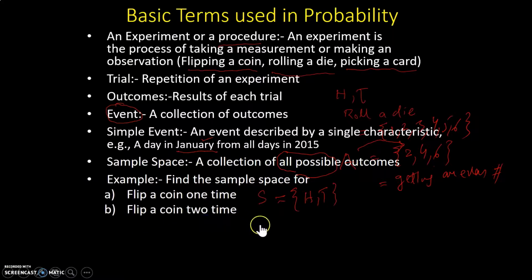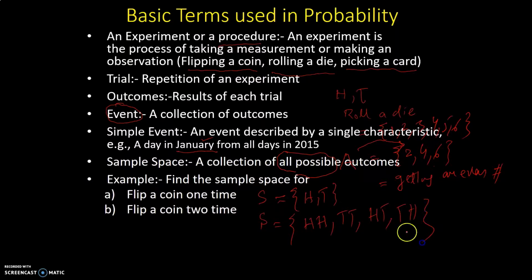Now we want to see what the sample space is when I flip a coin two times. We represent this set by S. So this is heads, heads, heads, tail, tail, heads, or tail, tail. These are all possible outcomes when I flip a coin two times. So this set is called a sample space. It's very important that you understand this concept. It's very important for the future evaluation of probability.